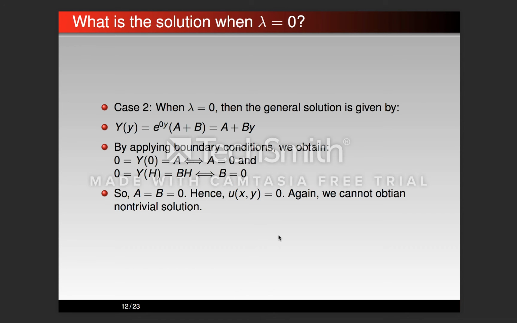So next case is when lambda equals 0, the general solution is given by y of y equals a plus b y. When lambda is 0, e to the power 0 is 1, so we get a plus b y. So by applying boundary condition y of 0 equals 0, we get a equals 0. And applying boundary condition y of h equals 0, we get b h equals 0, where b is equal to 0. Then since a and b are equal to 0, again we obtain the trivial solution. So it is again impossible to find the value of lambda in this case.